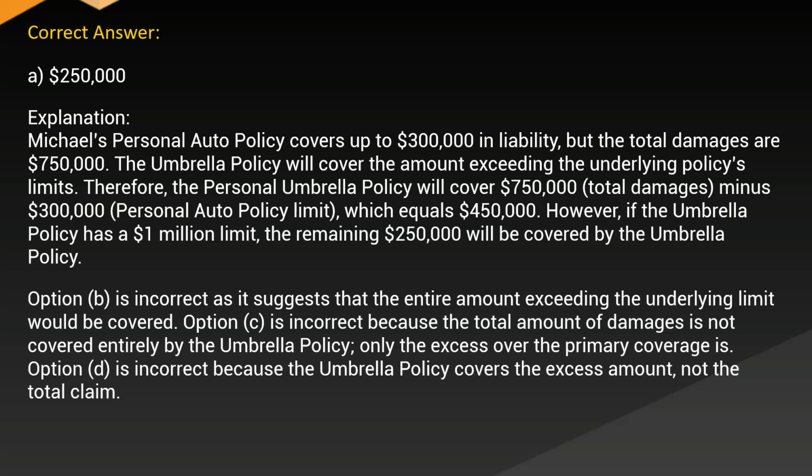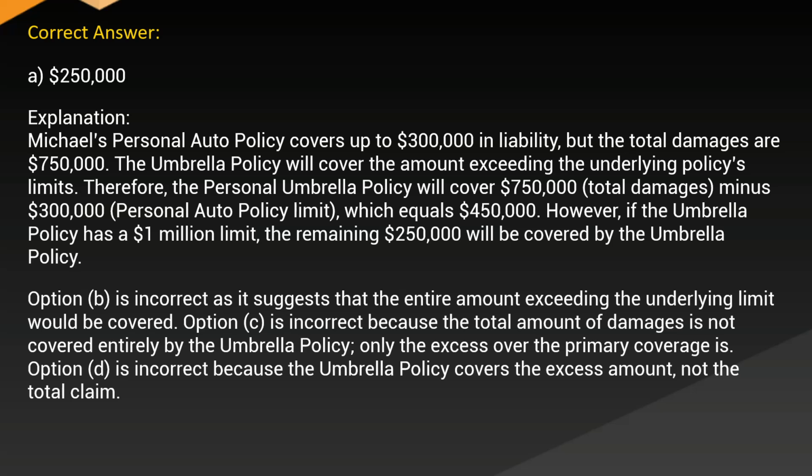Correct answer: A. $250,000. Explanation: Michael's personal auto policy covers up to $300,000 in liability, but the total damages are $750,000. The umbrella policy will cover the amount exceeding the underlying policy's limits. Therefore, the personal umbrella policy will cover $750,000 total damages minus $300,000 personal auto policy limit, which equals $450,000. However, if the umbrella policy has a $1 million limit, the remaining $250,000 will be covered by the umbrella policy.